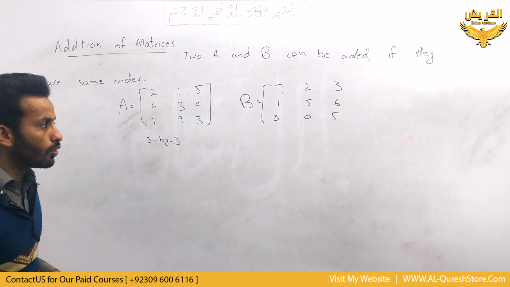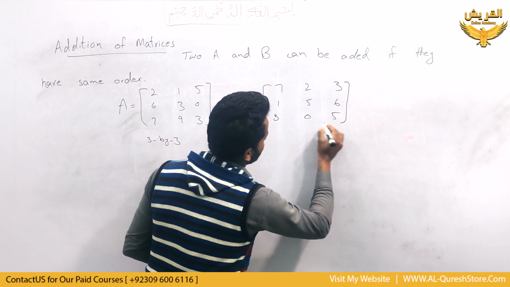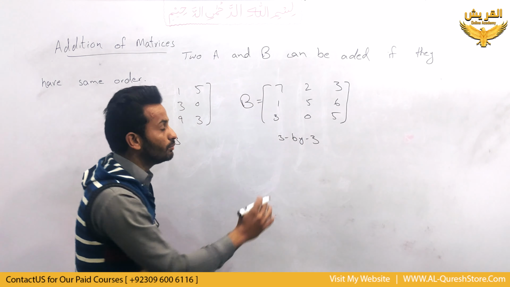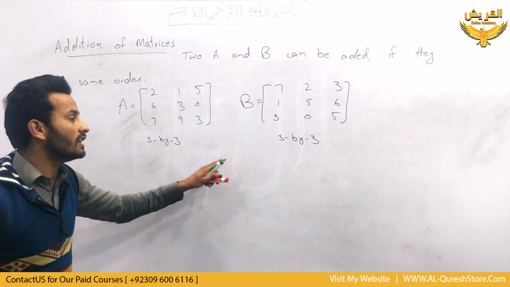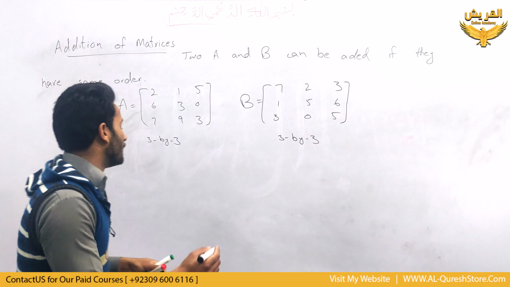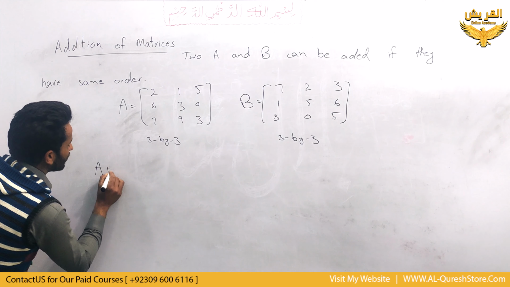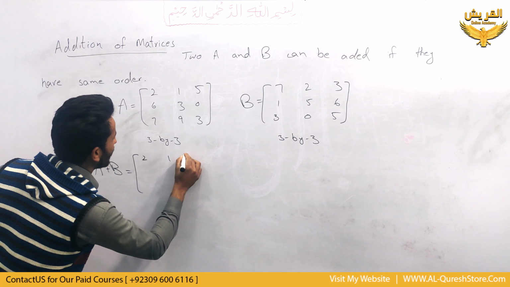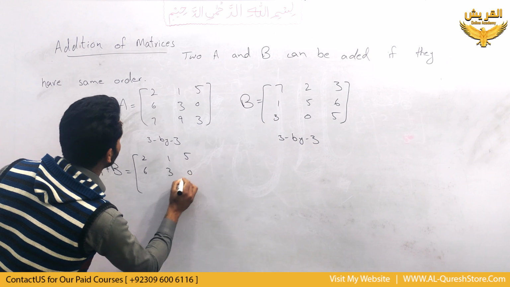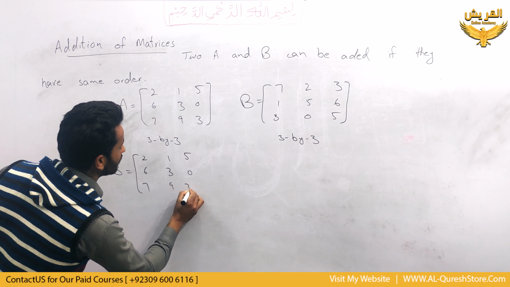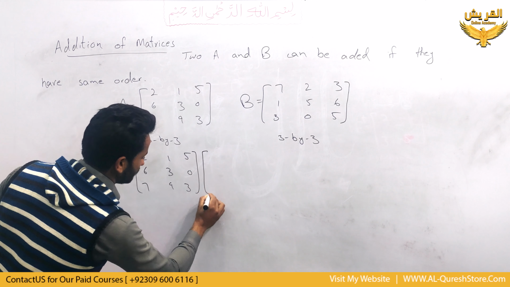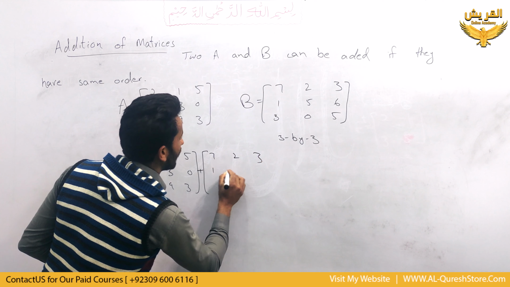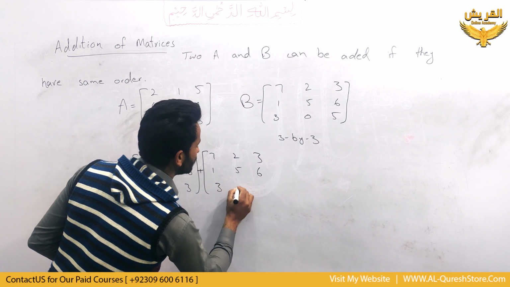Then we can add both of these matrices as they have the same order. Matrix A and matrix B have order 3 by 3, so we can add both of them. By adding them, A plus B is equal to 8 2 1 5 6 3 0 7 9 3 and 7 2 3 1 5 6 3 0 5.